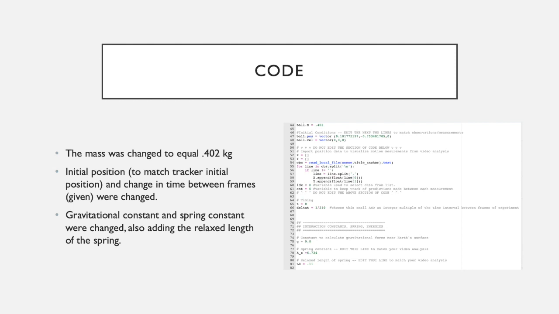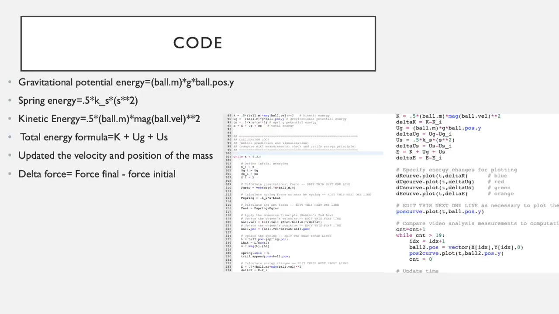In the code, the mass had to be set to the given value of 0.402 kilograms, and the initial position was set to match the initial conditions on the Tracker video. The time between frames was also adjusted in Tracker. The spring constant and gravitational constant were set, and the calculated K value and relaxed length of the spring were added into the code as well.